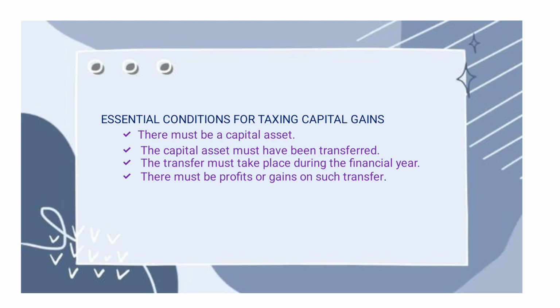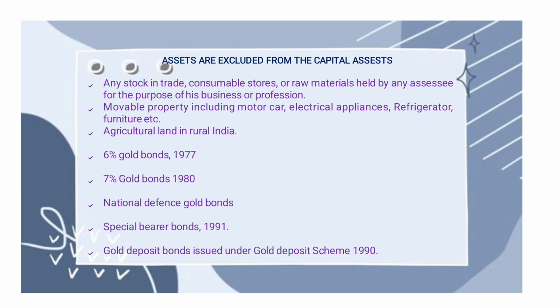In this topic, we discuss that there must be a capital asset. While calculating the capital gain, the asset must be a capital asset. But some assets are not included in capital asset. That is, some of the assets are excluded from the capital asset. These are any stock in trade, consumable stores or raw materials held by any assessee for the purpose of doing his business or profession.